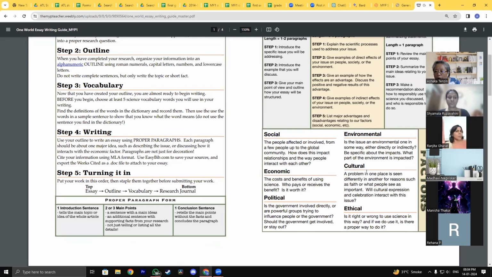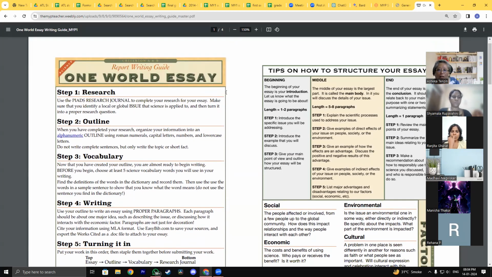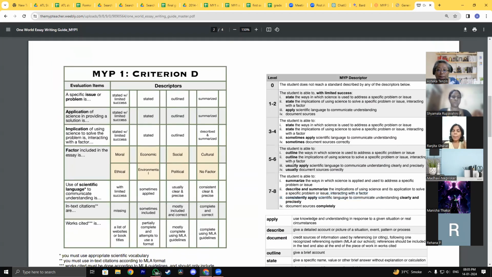All is not possible. If you give all, then your essay will become who knows how big. So then you say that for 7 and 8, you will use 3 factors: social, economical, environmental. You decide. And here, it says with interacting with a factor. So maybe here they are discussing 3 factors, but then they are just outlining the factor. Here maybe they are stating only 2 factors, and here they are only working with 1 factor.